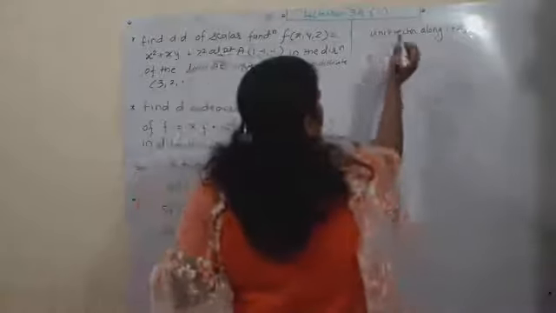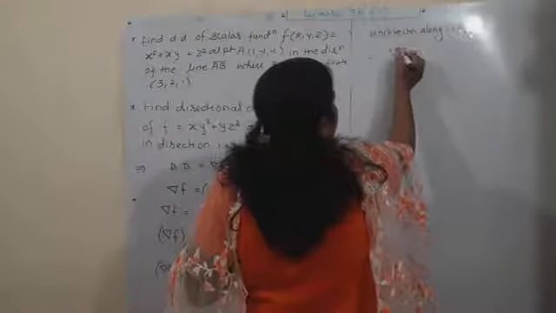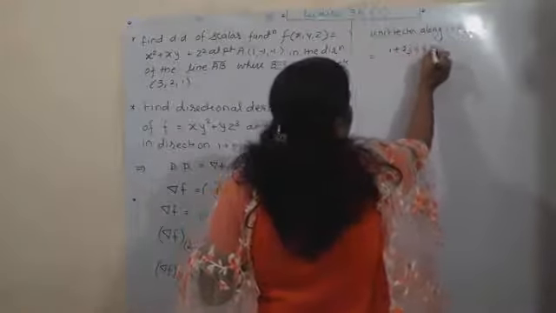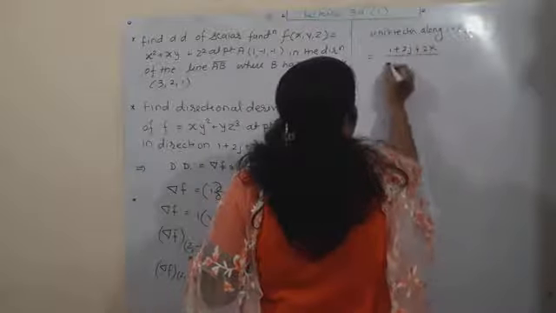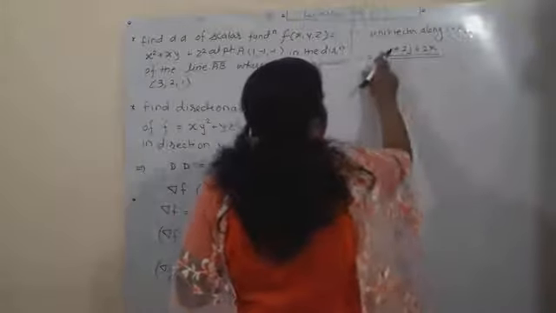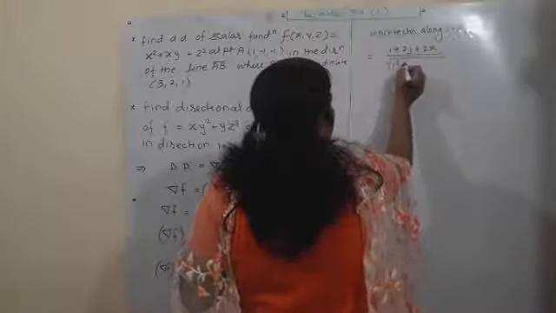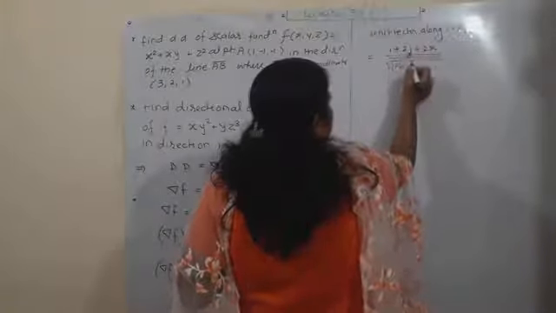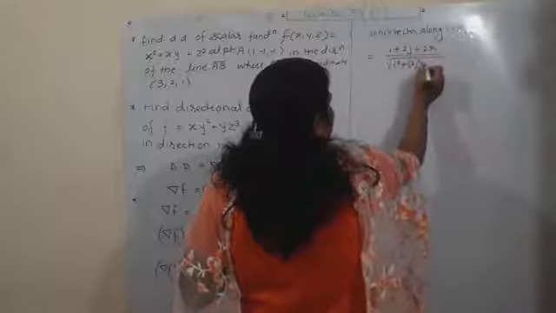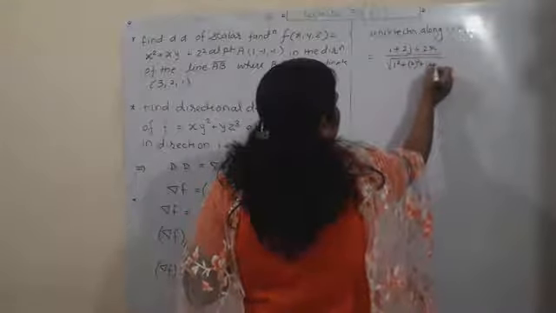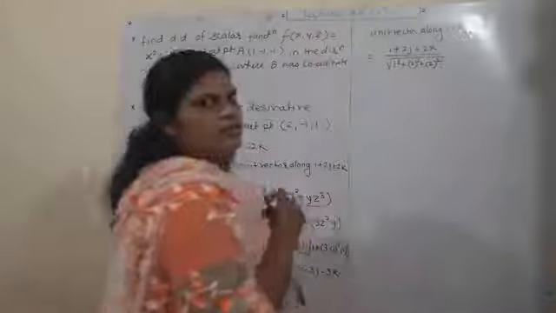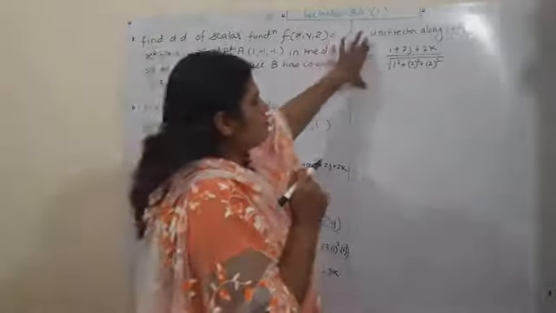So that vector upon the mod of that vector, that is under root of the coefficients of i, j, k squared. That is, i coefficient is 1, so 1 squared, plus j coefficient 2, so 2 squared, plus k coefficient 2, so again 2 squared. Everyone should know how to calculate that.